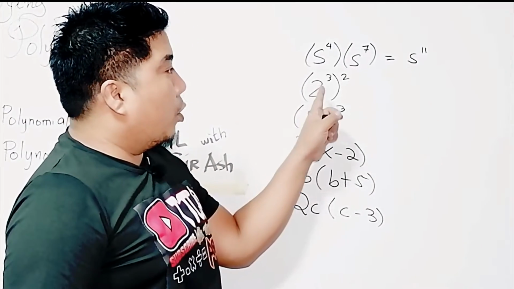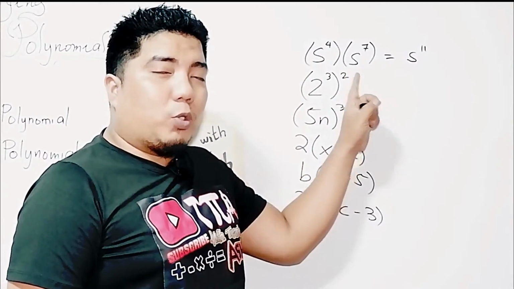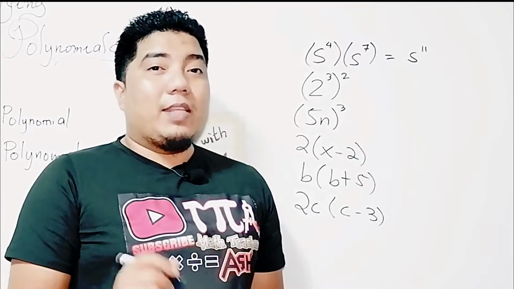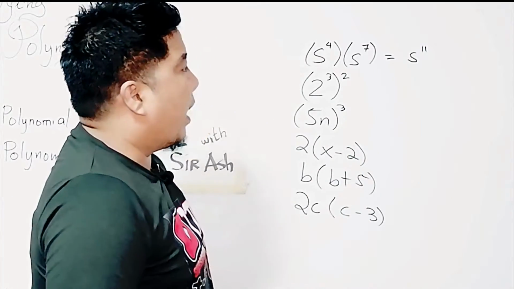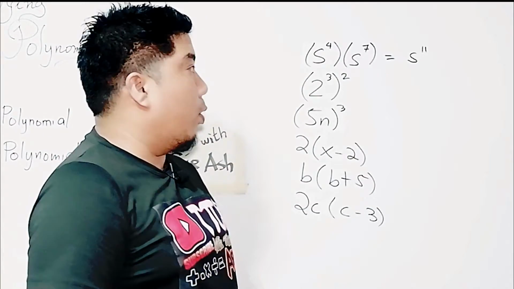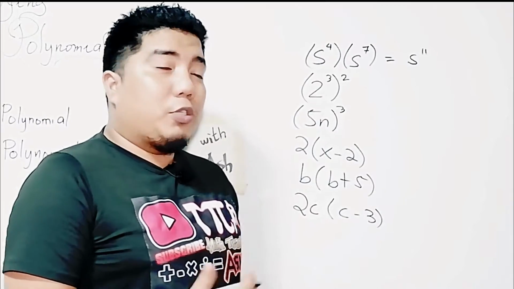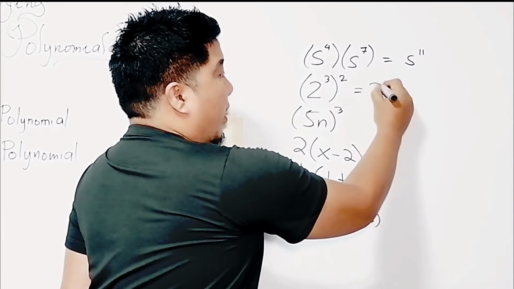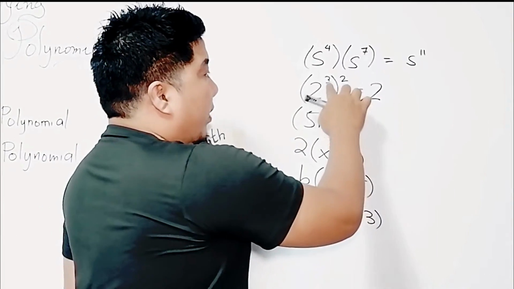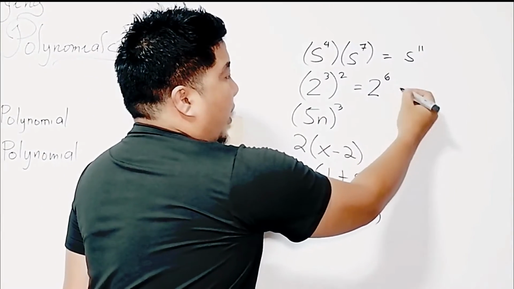We have 2 cubed to the power of 2. This is still another example in the law of exponents, and this is part of the power rule. Now, how do we do this? If ever you have a power-to-power example, what you need to do is just copy the base and then multiply your exponents. 3 times 2 is equal to 6.